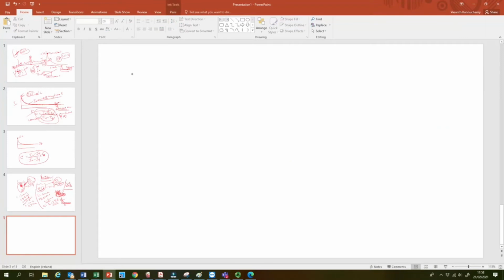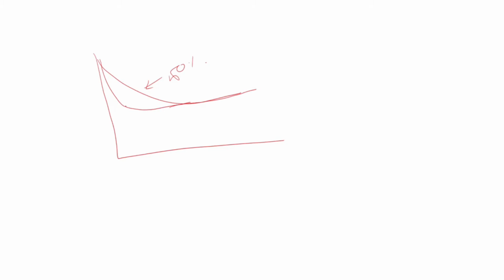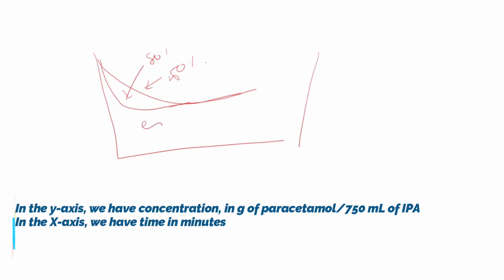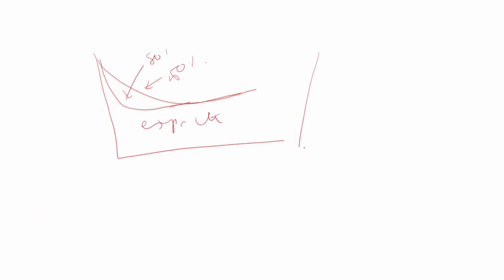I already said how the expected result should look like. This is your 50% seed loading. This is your 80% seed loading. But that's our expected result, sorry. But the experimental results look like this. This is 50%, and then 80%.